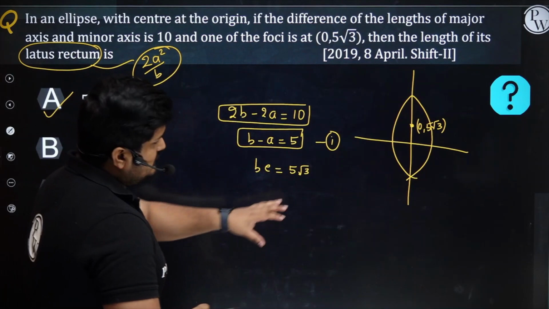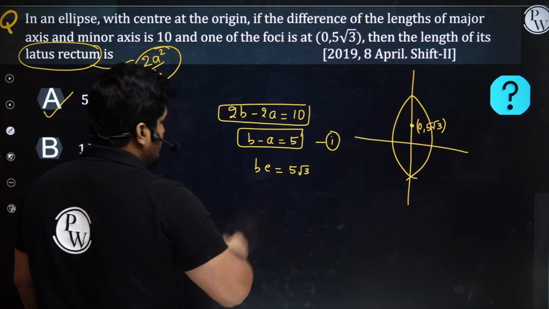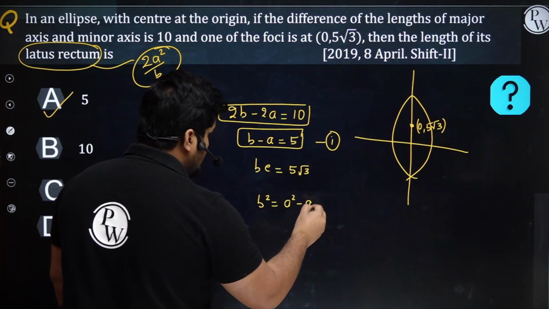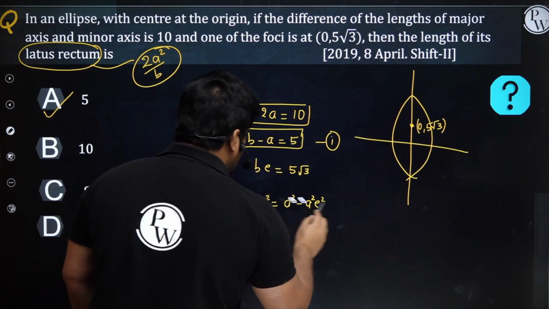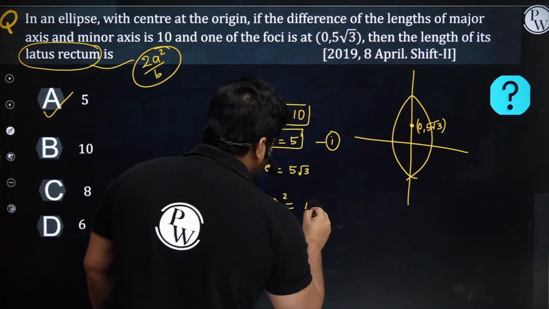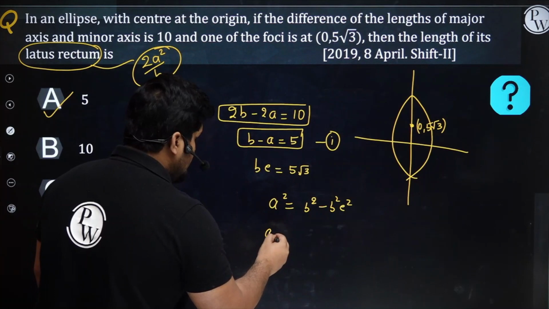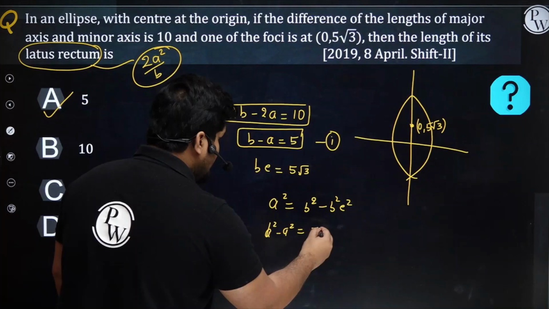So this is a vertical ellipse, right? For a vertical ellipse, if you use the relations, we have b and a squared. For a vertical ellipse, we'll have a² equal to b² minus b²e². So from here, b² minus a² is equal to b²e². What is that? 75. So (b minus a) into (b plus a) is 75.